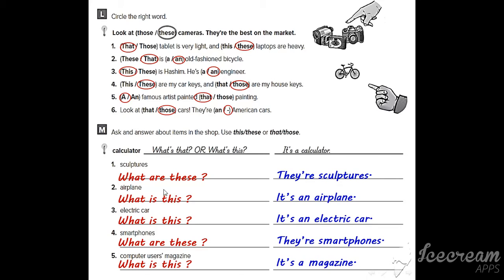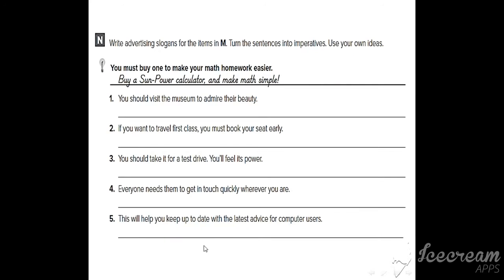Items. Which items? Sculptures, airplane, electric car, smartphones, computer users magazine. These items in exercise M, turn the sentence into imperative. هنقوم بتحويل الجملة إلى جمل أمرية. Imperatives, using your own ideas. أي أفكار تطرأ على بالك يمكنك أن تستخدمها في your answers إجابة.